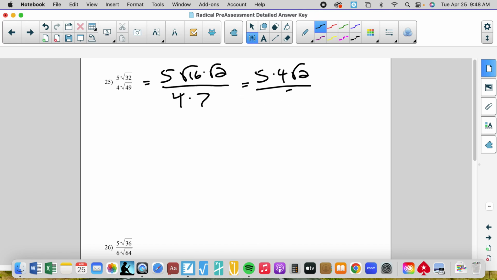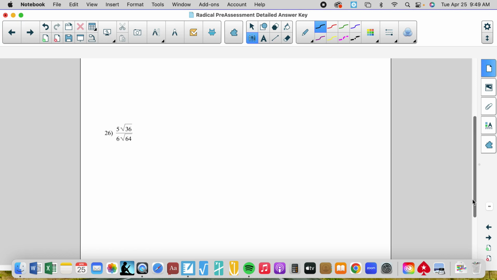Excuse me, let's do this. This was not very efficient. We have 4 times 7, so let's cancel the 4s. That's much more efficient. So that gives me 5 rad 2 over 7. That's the best way to do that problem.